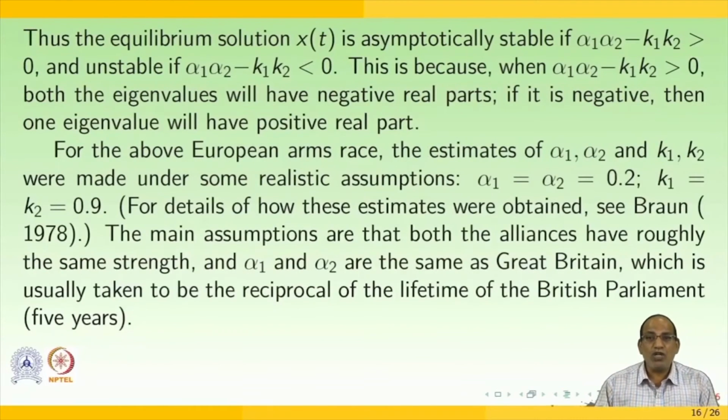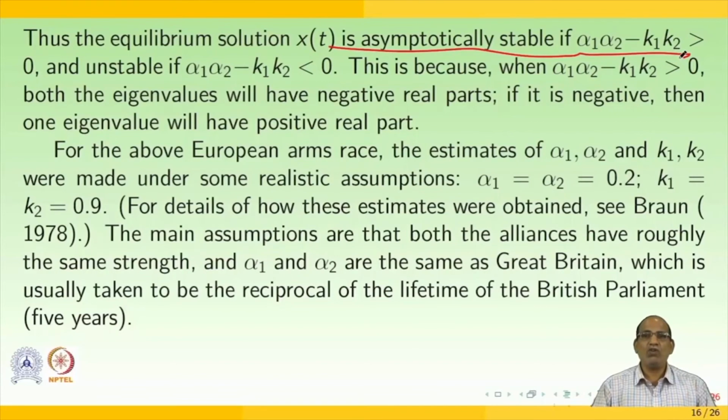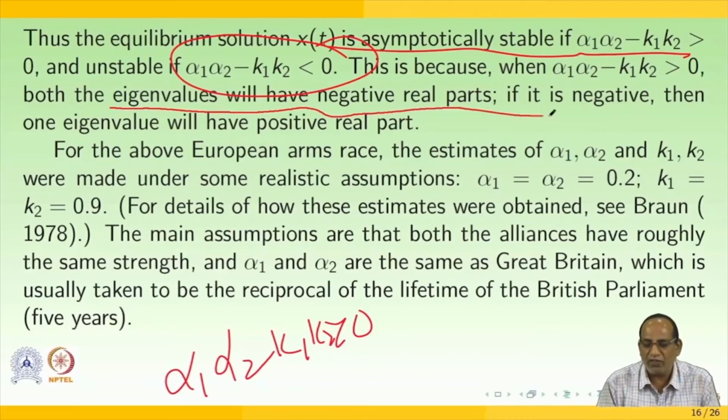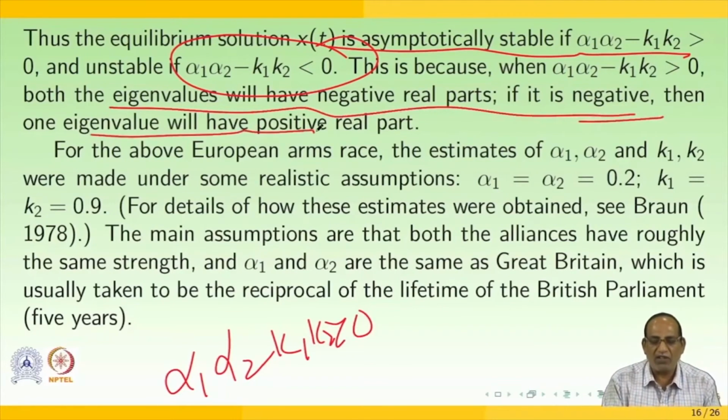Thus, the equilibrium solution x of t is asymptotically stable if alpha 1 alpha 2 minus k1 k2 is greater than 0, and it becomes unstable when alpha 1 alpha 2 minus k1 k2 is less than 0. This is because when alpha 1 alpha 2 minus k1 k2 is greater than 0, both the eigenvalues will have negative real parts, and if it is negative, then one eigenvalue will have a positive real part.